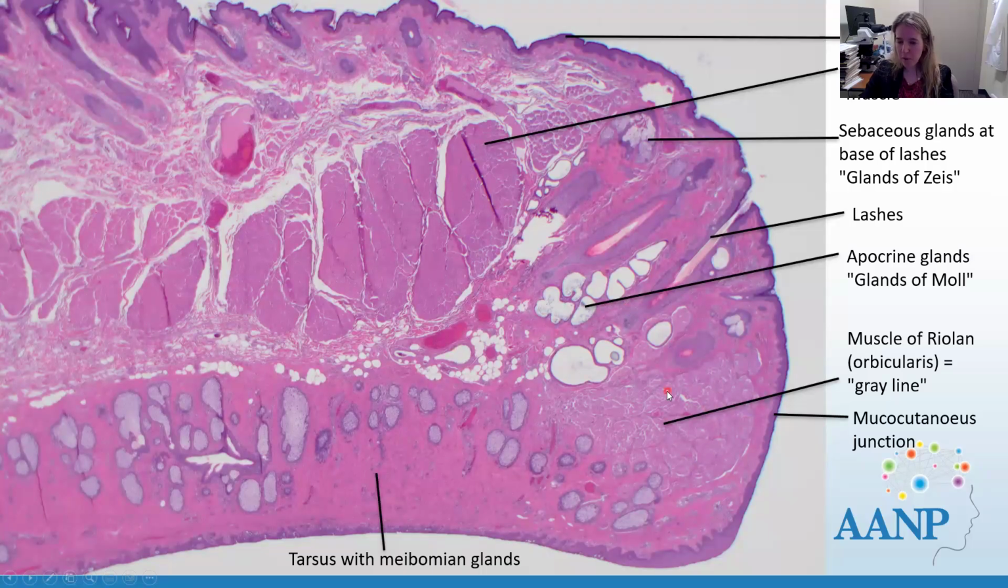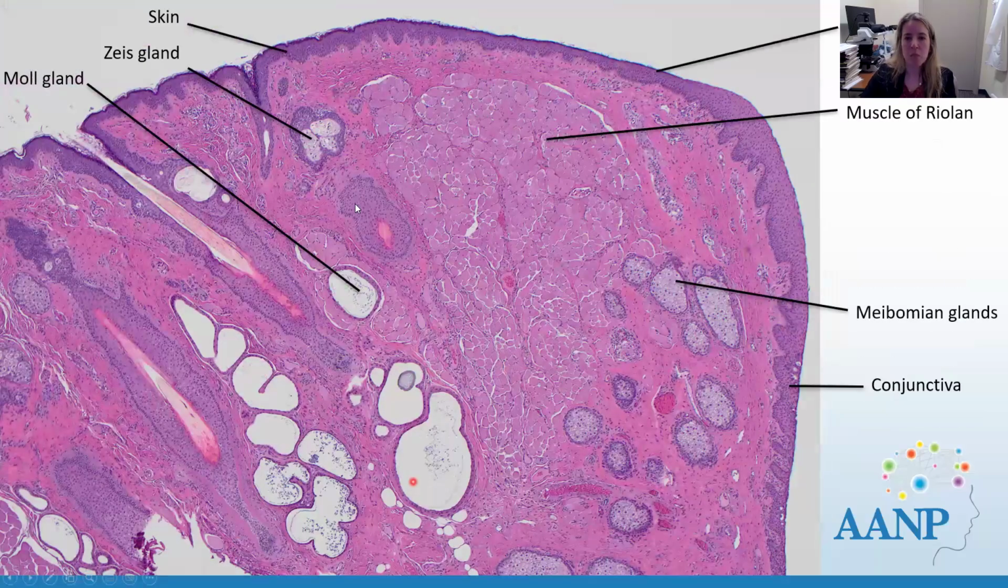There's also a little slip of orbicularis muscle that's separated from the rest. And this we call the muscle of Riolan. And it's right at the mucocutaneous junction, right below it. And clinically, it gives us this appearance called the gray line. Often an eyelid is split along the gray line for surgical procedures that separate those two. Then we have the tarsus with the meibomian glands and conjunctiva. Again, just zooming in: mucocutaneous junction, muscle of Riolan, meibomian gland, conjunctiva, skin, Zeis glands, glands of Moll, your eyelashes.